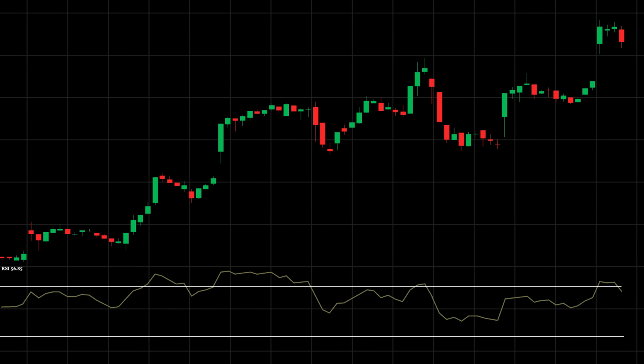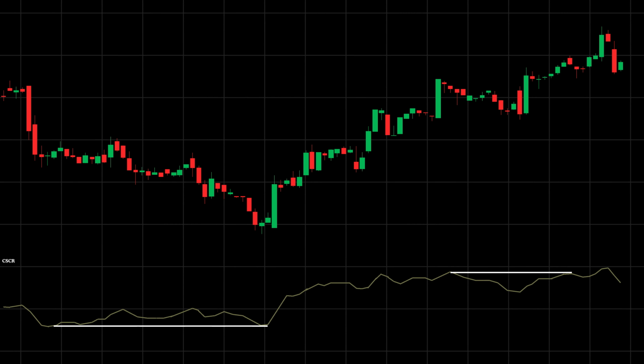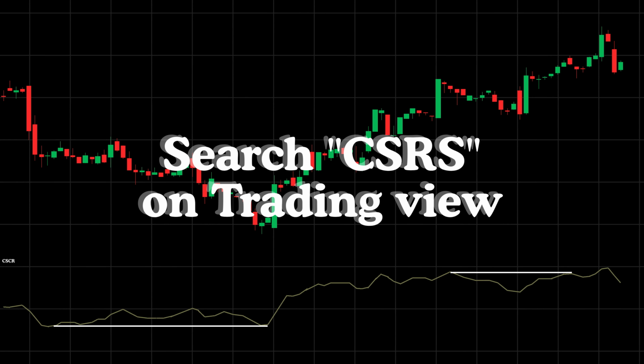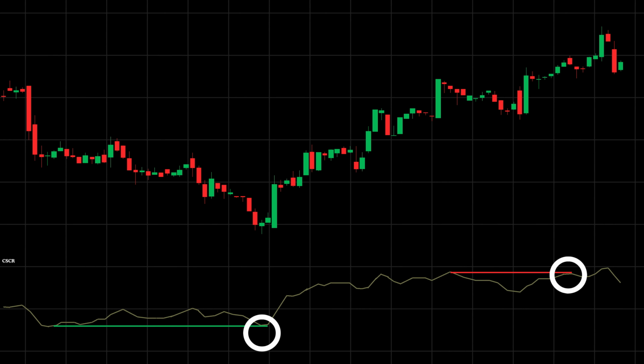I know it can be challenging to detect divergence with the naked eye, which is why I use a TradingView indicator called CRS. This tool makes it much easier to identify divergences as they occur and will save you a lot of time and effort.